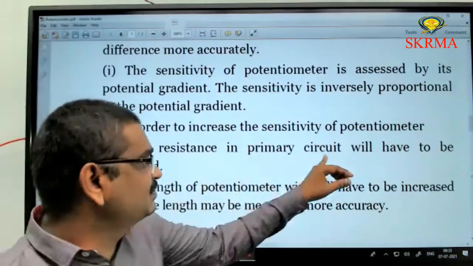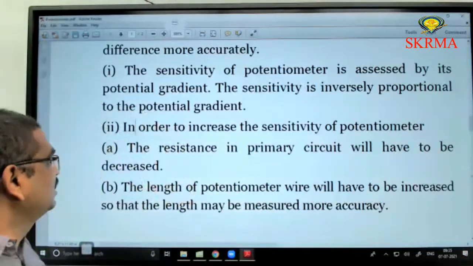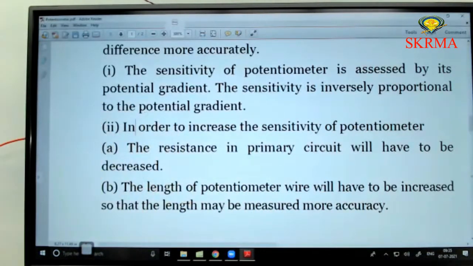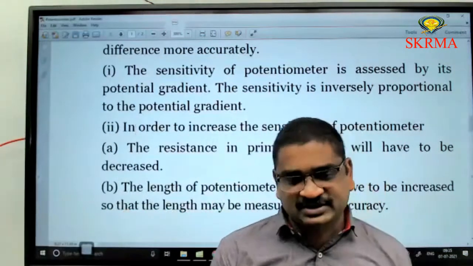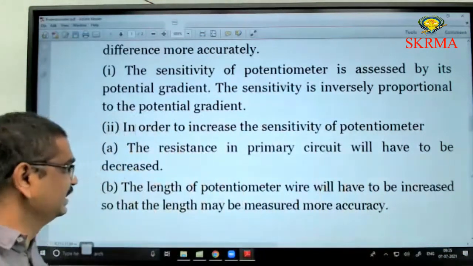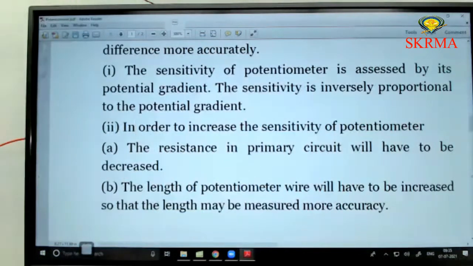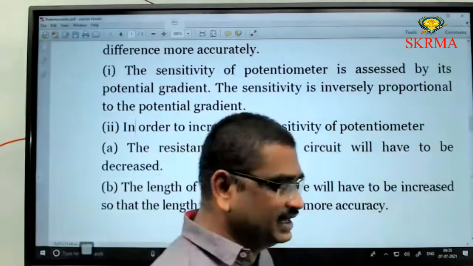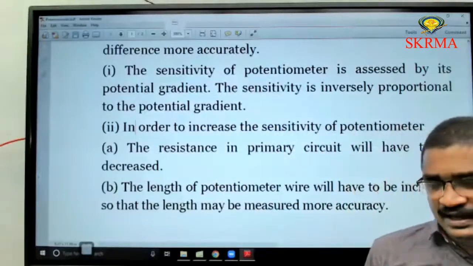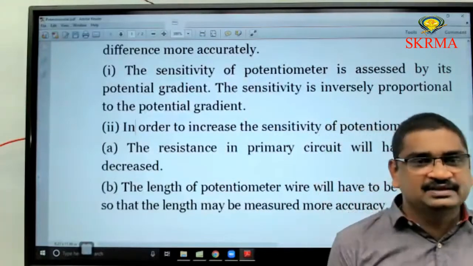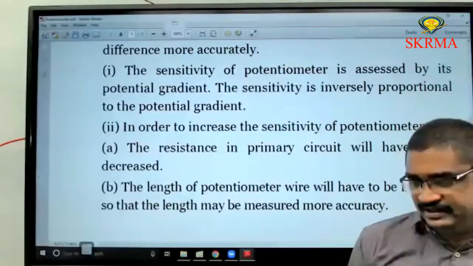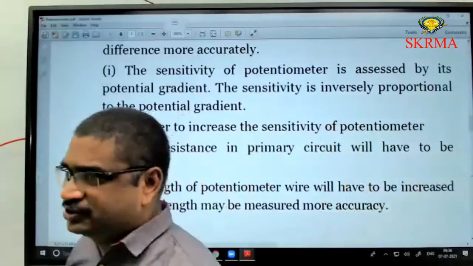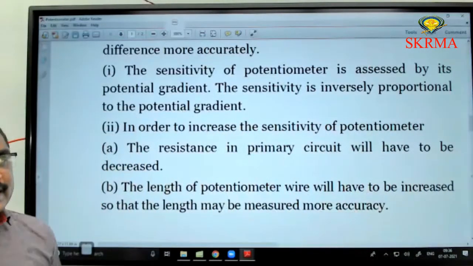The resistance in the primary cell will have to be decreased. That is the first point. The next point is about length: the length of the potentiometer wire needs to be increased. Two factors are there: the resistance of the primary cell needs to decrease, and the length should be increased.